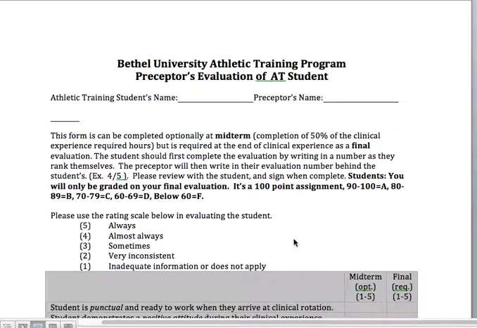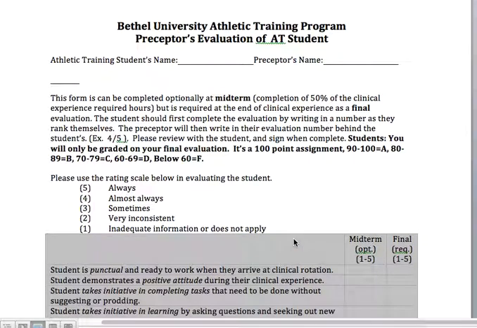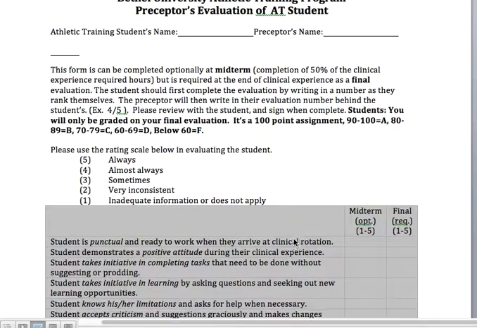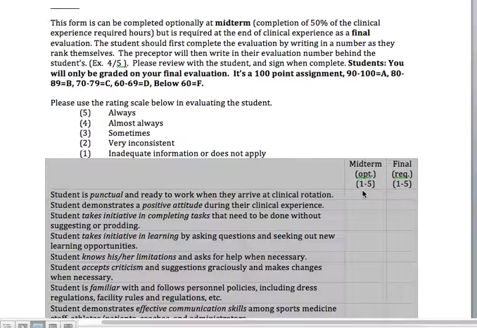This next one is a copy of the evaluation that your preceptors will be doing on you at the end of the 7 weeks. You'll see here that there's a midterm option. So if your preceptor wants to talk to you at midterm, so about 3.5 weeks into your clinical, they can choose to do so and then evaluate you. If not, that's fine too. They can wait and just do this evaluation at the final.